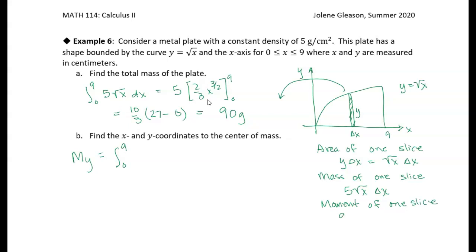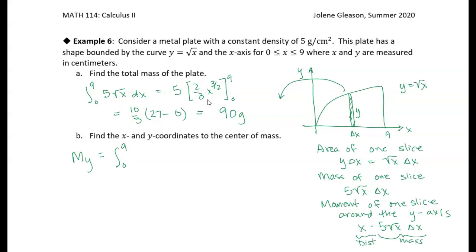And it's really around the y-axis. Okay, so we're trying to find the moment of one slice, and then we're going to just add up all the slices. To get the moment, we're just going to take the mass times its distance from the y-axis. And its distance from the y-axis is just x. So it becomes x times 5 square root of x delta x. Okay, so this is the mass. Oops, the mass. And this is our distance.